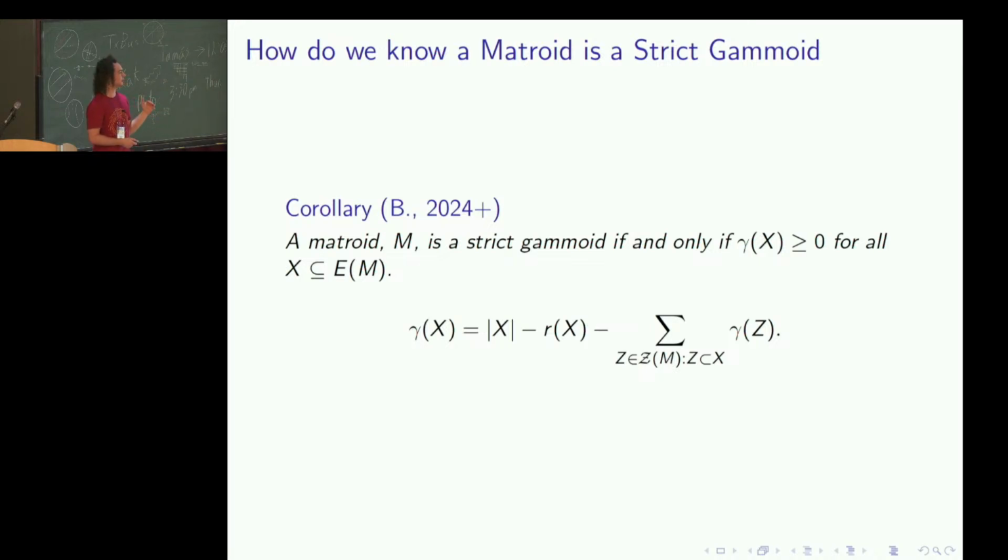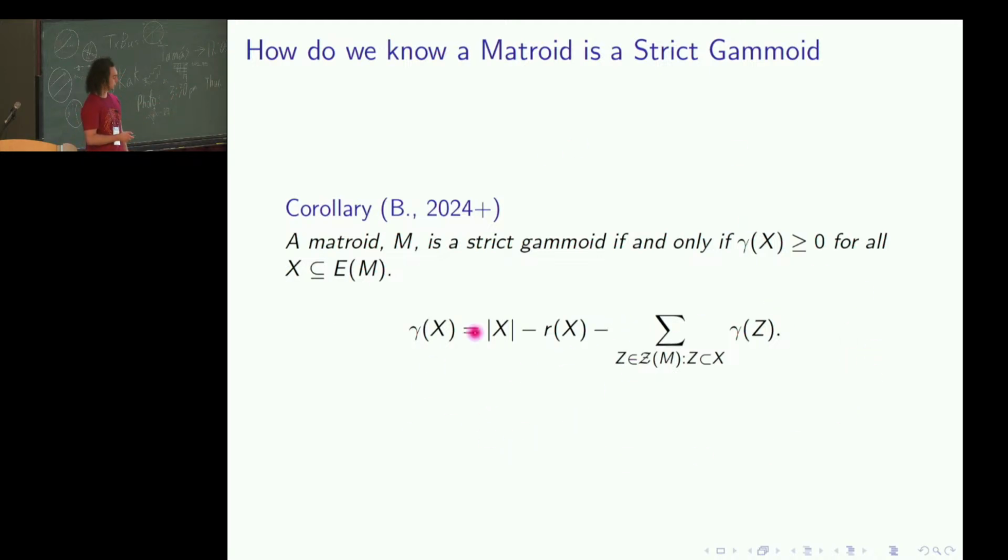So you start with the empty set which has a gamma value of 0 and then you work your way up. The gamma value of a set is going to be its size minus its rank, which is the nullity of the set. And then you also subtract off the sums of all the gamma values of cyclic flats that are contained within the set. So you're building upwards rather than down, which to me feels a bit more intuitive. So we get this dual result, and then again, this tells us exactly when something is a strict gamoid. It's only if everything is non-negative.